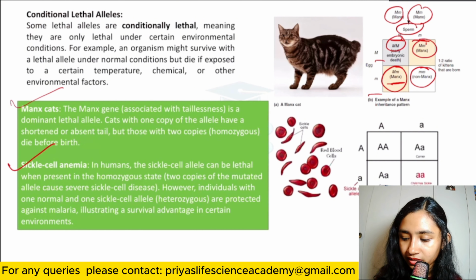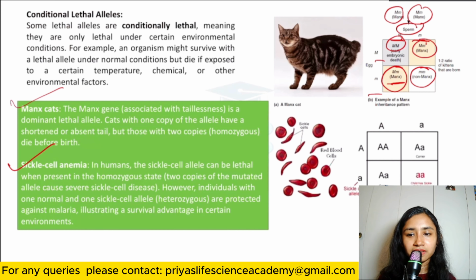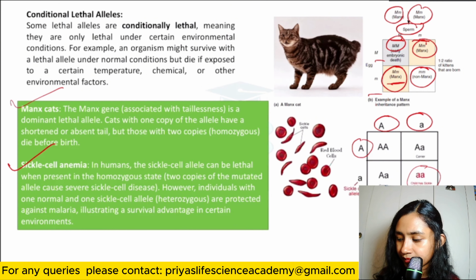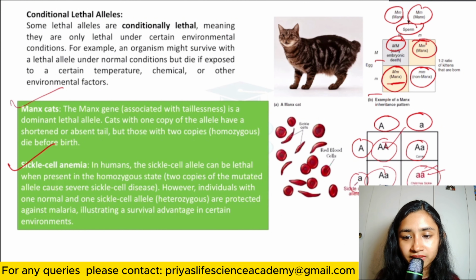Another example of a lethal allele is sickle cell anemia. I have already given you this example in a previous class: in humans the sickle cell allele can be lethal when present in the homozygous state, so small a small a is a lethal condition. Capital A small a and capital A small a are heterozygous individuals. When they are crossed, one capital A capital A is normal, capital A small a are carriers, and small a small a is sickle celled. These individuals have sickle cell anemia, and it's a lethal condition.